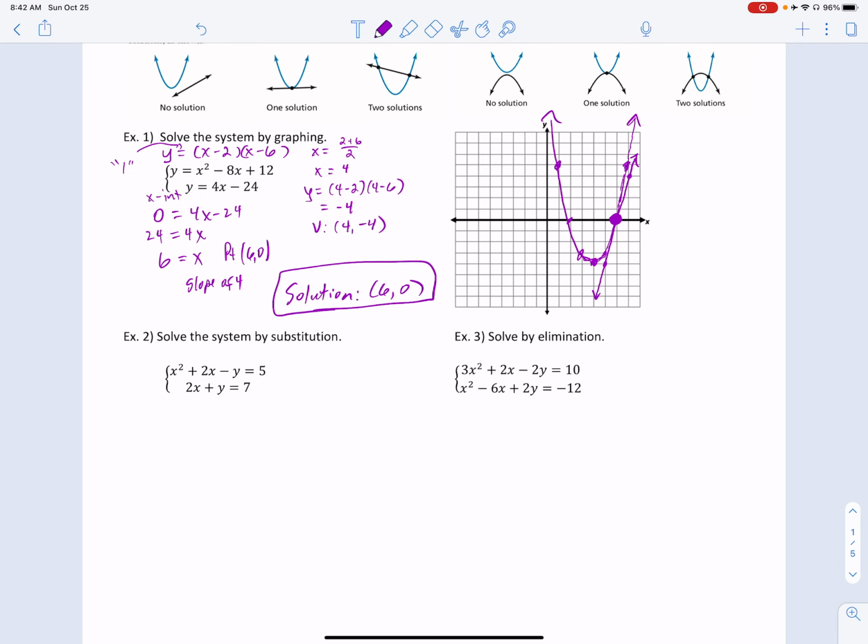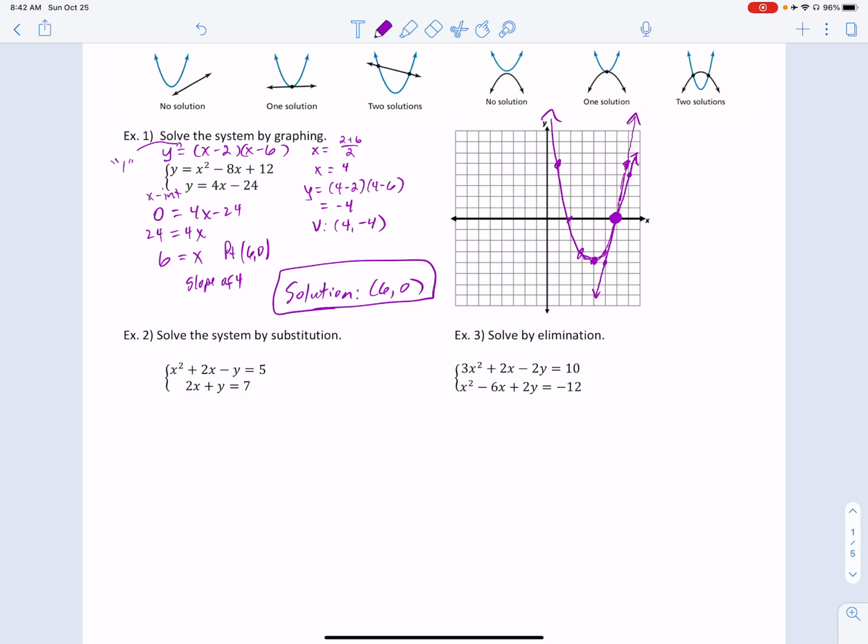All right, and there's other ways. We could have used negative b over 2a in the quadratic since it was in standard form. So there's more than one way to graph the parabola in example 1.